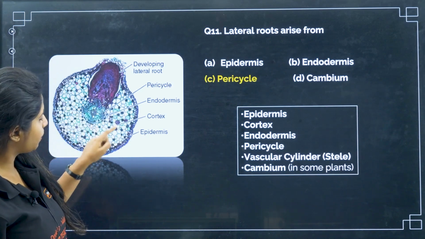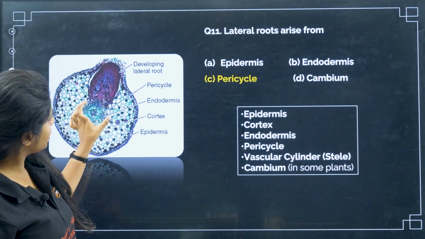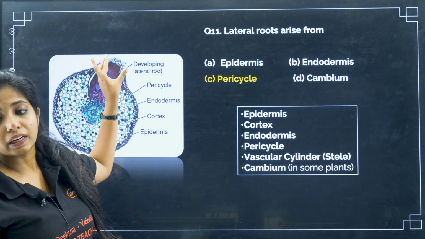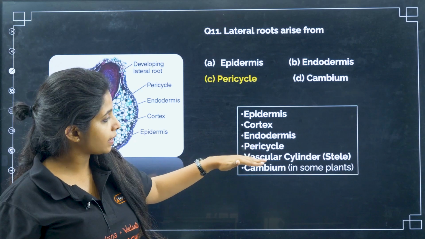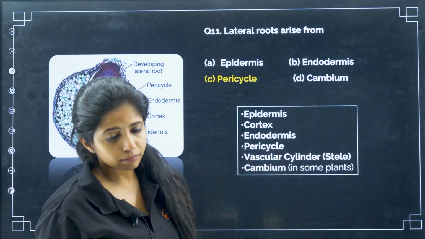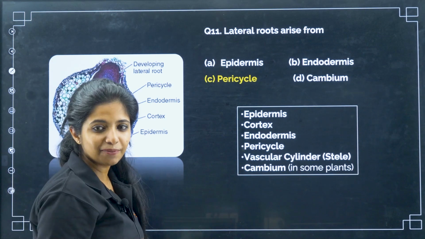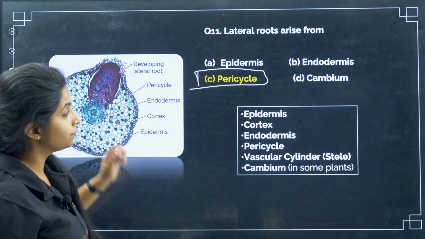Okay, so this is how it looks. So this is the pericycle. Epidermis is there, then you have cortex, then you have endodermis, then inside that there is pericycle. From the pericycle you are going to see there is development of lateral roots. So this is the order that is there. Epidermis, cortex, endodermis, pericycle, vascular cylinder, as in you are talking about xylem and phloem. Together you will call it as stele, and cambium in some plants, where secondary growth is also there. So this becomes your answer.